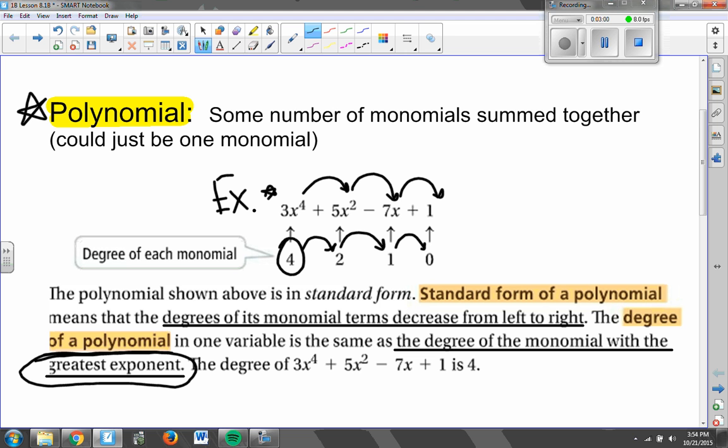So your first job is to add those 2 vocabulary terms to your notes. Standard form of a polynomial, right here it's underlined. The degree of a polynomial, right here it is underlined. And the important part there is greatest exponent. So pause the video, add those 2 to your notes. Then we will go on to name and classify polynomials.